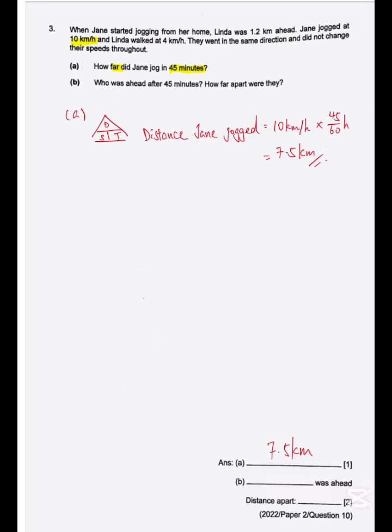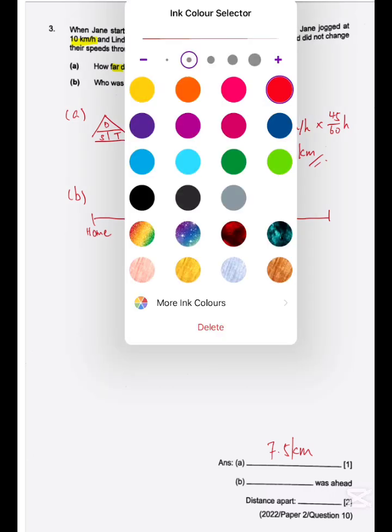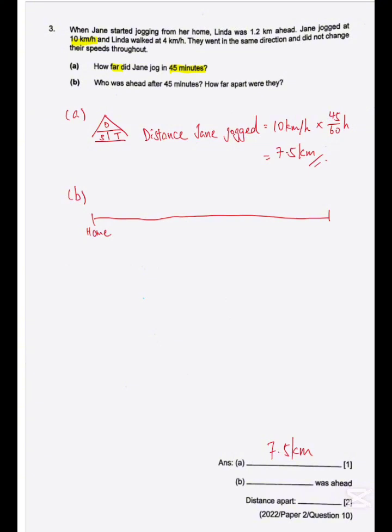Okay, so for part B, who was ahead after 45 minutes and how far apart were they? Let's draw a distance line to visualize. At the start, let's label this as home. I'll use two different colors. Let's say I use blue. Jane started jogging from her home, so at the start, Jane was here.